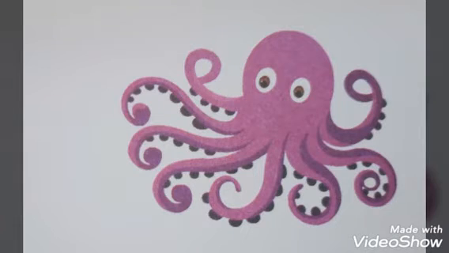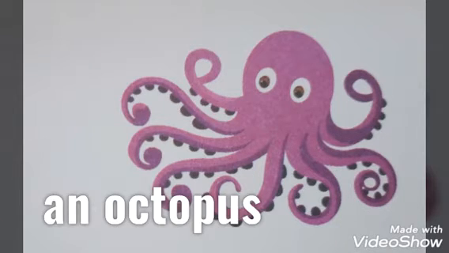Then the next picture, octopus. Octopus, O. So is O a vowel sound or consonant sound? O is a vowel sound. So what will come here? An octopus. Now I think all are clear. An octopus.